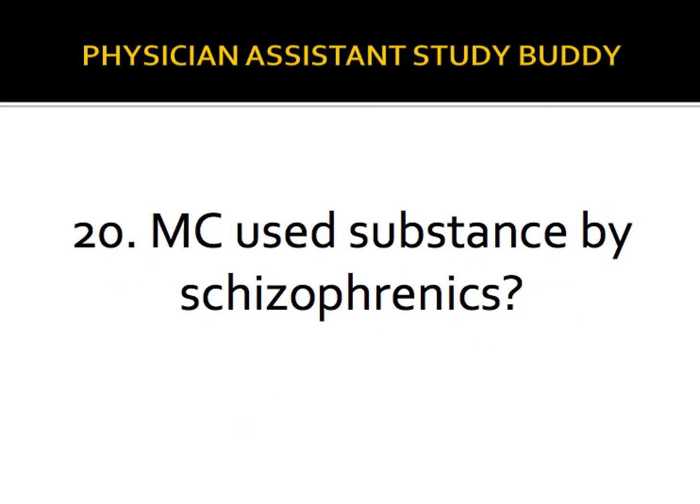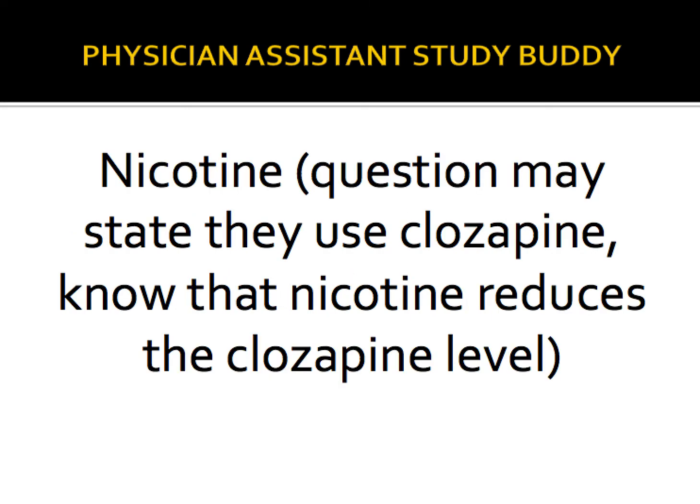What is the most commonly used substance by schizophrenics? Nicotine. The question you may encounter is they tell you the patient is schizophrenic, and that he's taking clozapine and is a current smoker, and what is the risk of that? The risk is that nicotine reduces the clozapine level. They'll tell you the clozapine will stay the same, increase, or decrease, but just look for a decrease in the clozapine level.